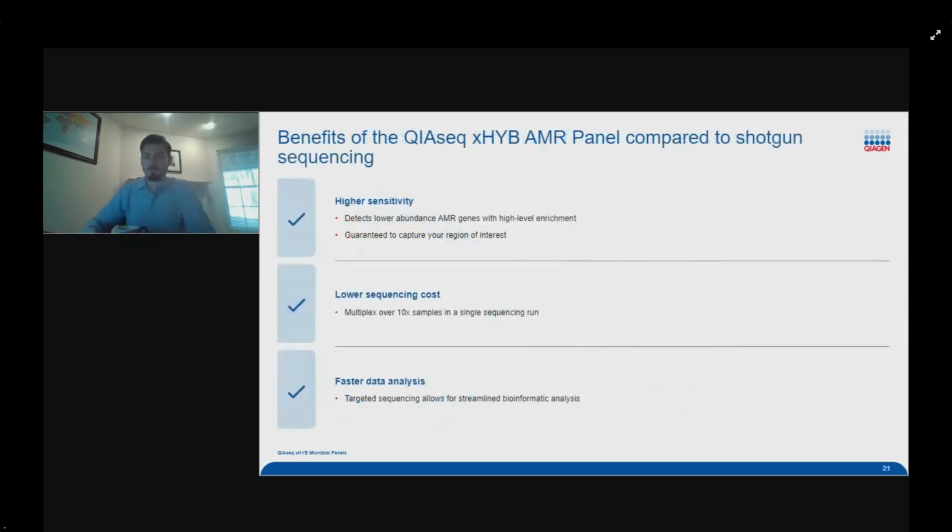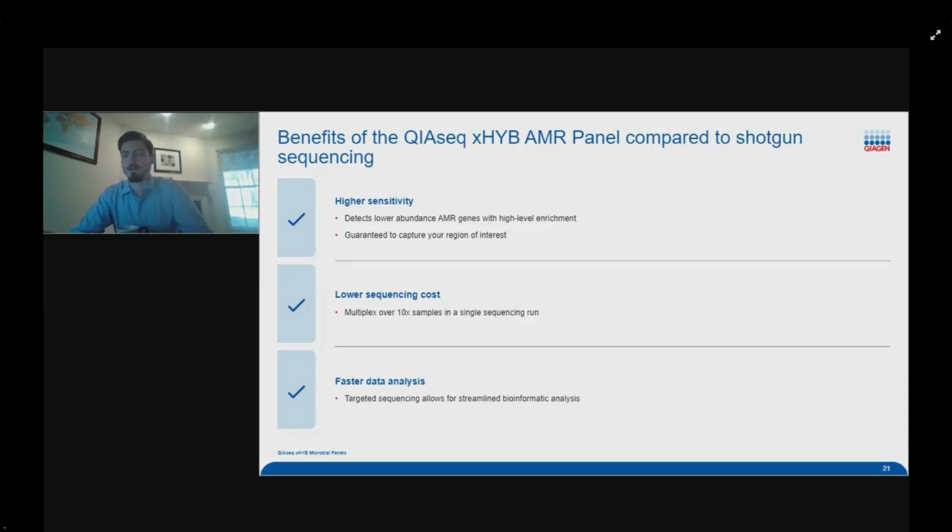So what is the benefit of a targeted AMR panel versus just standard shotgun sequencing? As I mentioned with the viral panels, the only method for actually doing any sort of NGS on AMR at the moment is shotgun sequencing, which can be terribly expensive in terms of reads on your sequencer, which means you can't multiplex many samples. If your microbial population only has a low rate of AMR, you might not be able to detect it. So with a targeted AMR panel, you're able to get a much higher sensitivity, which means that you can detect a far lower amount of AMR genes that are present in a sample.